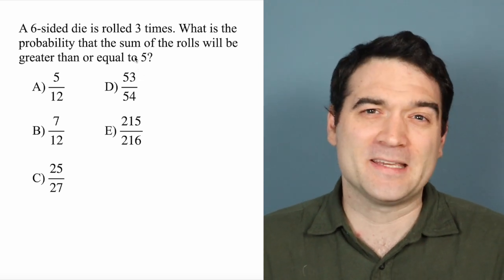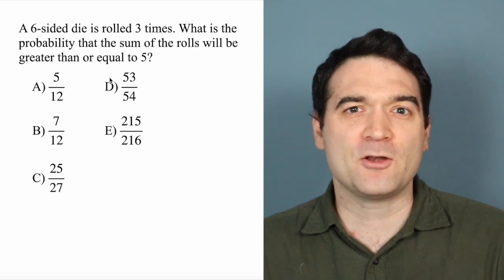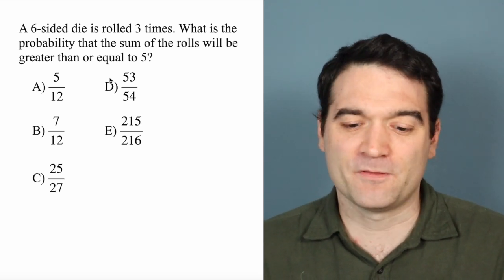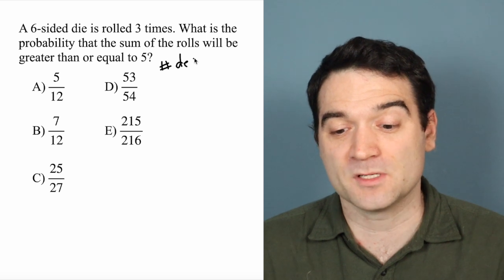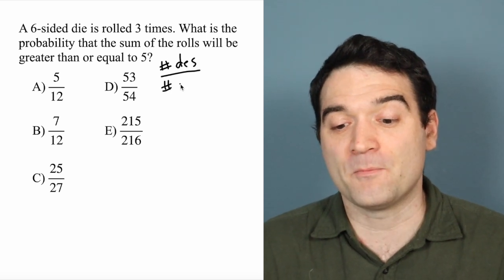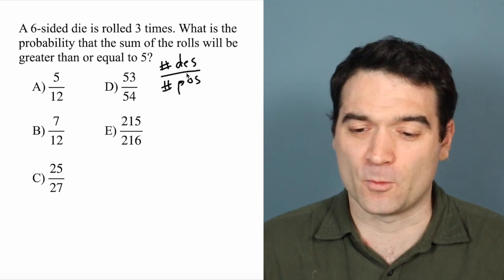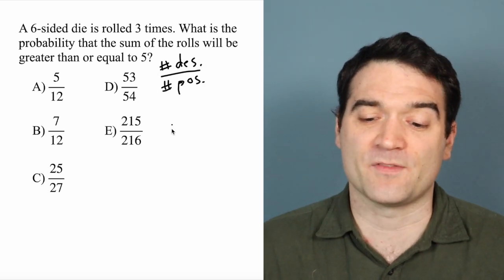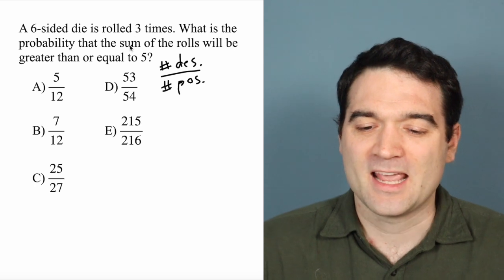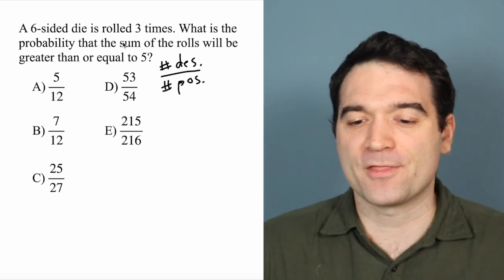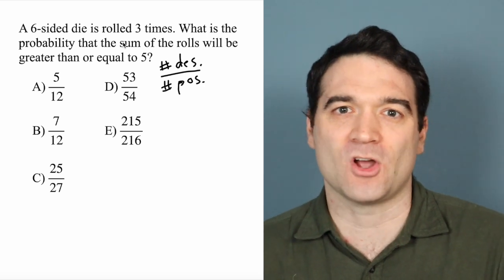So it's helpful when dealing with probability questions to start with a baseline of how do you express probability? Well, very generally, it's the number of desired outcomes divided by the number of possible outcomes. So that's our framework for working through this. Let's start with the number of possible outcomes. If I roll a die 3 times, how many possible outcomes are there?